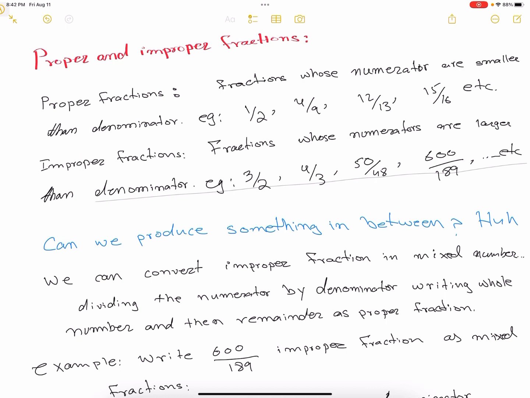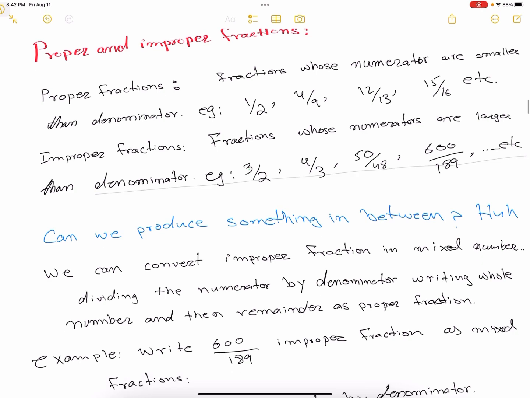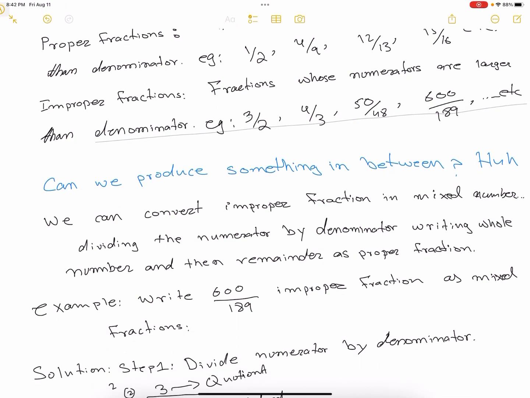Now, improper fractions are fractions where the numerator is bigger than the denominator. Like this: 3 over 2, 4 over 3, 50 over 48, and so on. So, we talk about proper and improper.